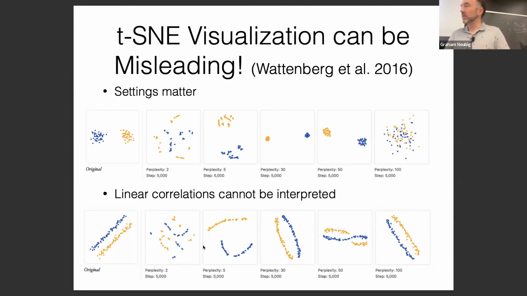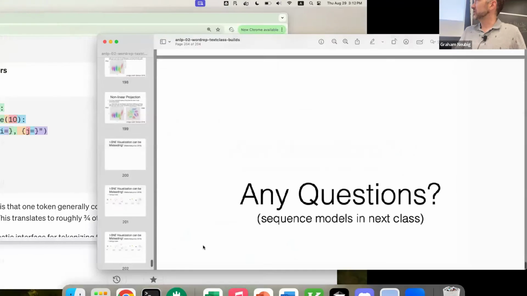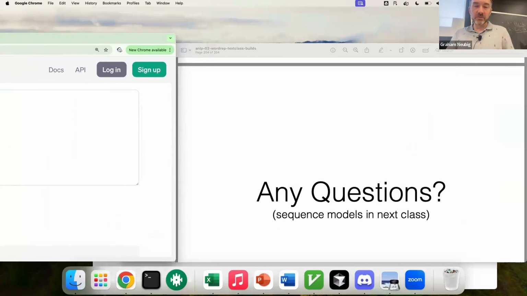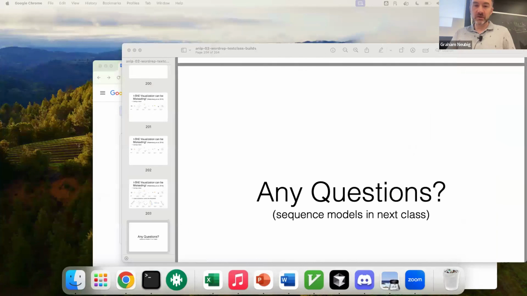Another thing, while I'm on the topic here, I don't actually have it on the slides, but another way that people try to interpret neural networks pretty frequently nowadays is through sparse autoencoders.